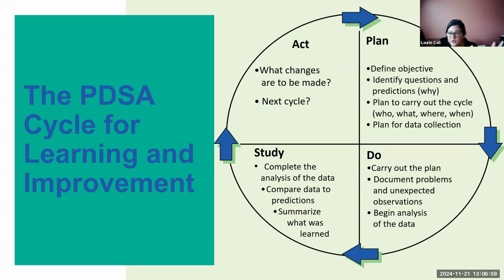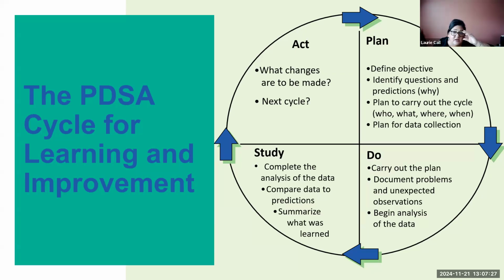So who's going to be engaged? What are they going to be doing? Where, when, all of that. It's an action plan for the quality improvement. The do stage is when we are actually carrying out the change or the intervention. We're testing that out. We're carrying out the plan. We're documenting the problems, what didn't work, was there some unexpected variation that it worked sometimes, but then it didn't work on others?